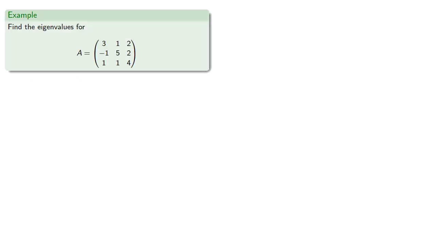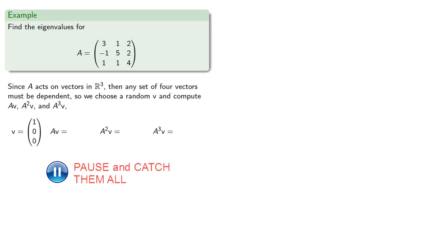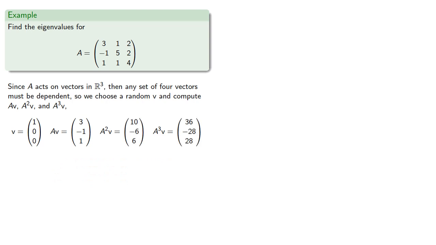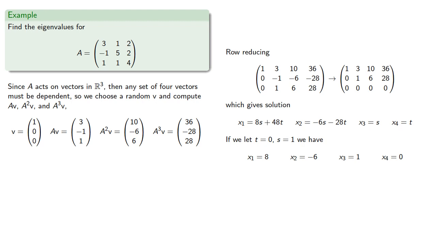On the other hand, let's consider that same matrix, but this time we'll apply our minimal polynomial approach. Now, since A acts on vectors in R3, then any set of four vectors must be dependent, so we choose a random seed vector and compute AV, A squared V, and A cubed V, and we find, and row reducing will give us a solution. And if we let t equal 0, s equals 1, we have, and so we find a linear combination equal to the zero vector.